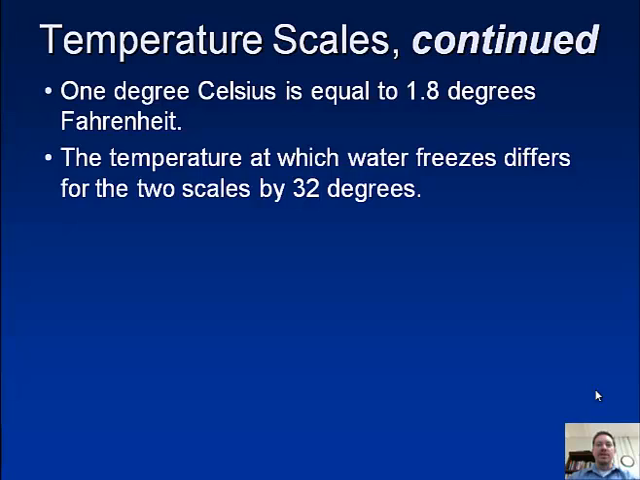One degree Celsius is equal to 1.8 degrees Fahrenheit. This is the difference between each degree mark on the scale. The temperature at which water freezes differs for the two scales, and they differ by 32 degrees.